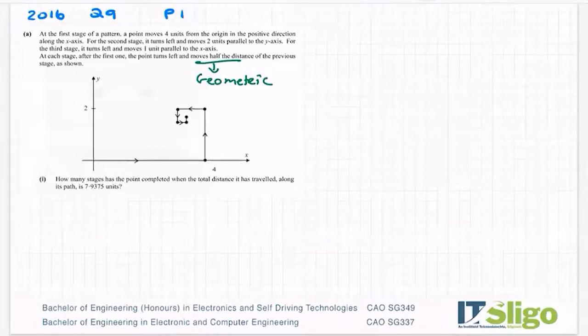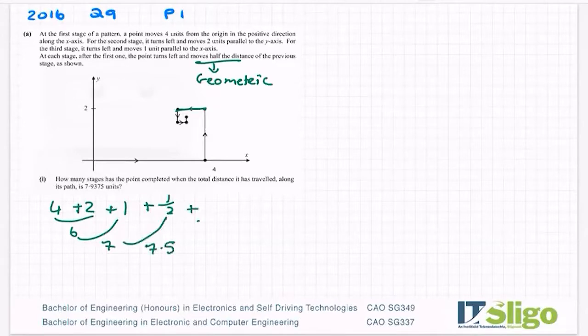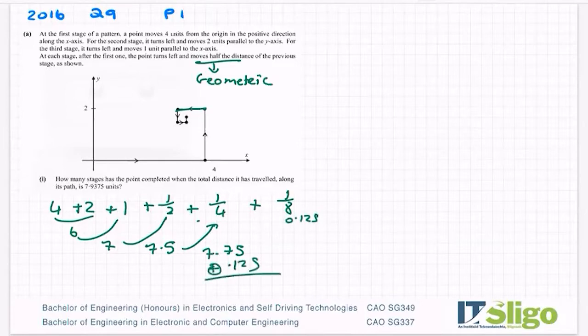Okay, and then I could use formulas, or I could simply, it doesn't always have to be fancy maths. Okay, you can see in the first stage, I travel a distance of 4. In the second stage, I travel a distance of 2. In the third stage, I travel a distance of 1. Then I travel a distance of a half. So 4 and 2 is 6. 6 and 1 is 7. I'm just trying to keep a running total here. That's 7.5. Half of a half is a quarter. So that's 0.25. And if I add that on, that's 7.75. Half of a quarter is an eighth, and an eighth in decimal is 0.125.